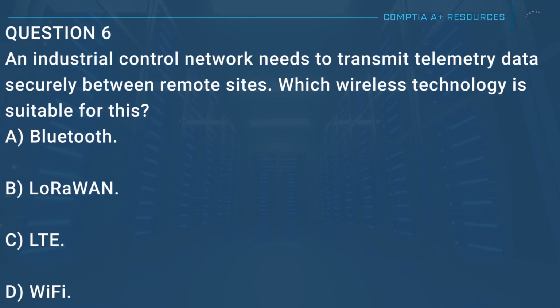Question 6. An industrial control network needs to transmit telemetry data securely between remote sites. Which wireless technology is suitable for this? A. Bluetooth. B. LoRaWAN. C. LTE. D. Wi-Fi.